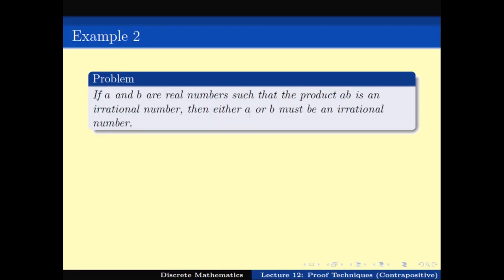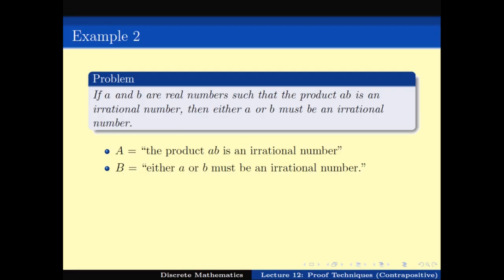So let's look at our second example. It says that if A and B are real numbers such that the product of A and B is an irrational number, then either A or B must be irrational. But this is very similar to some problem that was assigned to you in the last video. So how do you prove it? Again, let's try to break it up. The first assumption is that the product of A and B is an irrational number. The deduction that you have to make is that either A or B must be an irrational number.